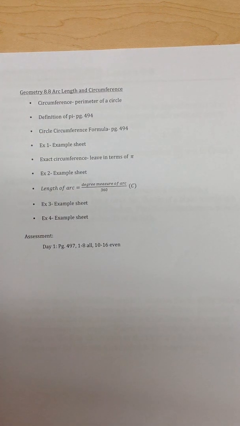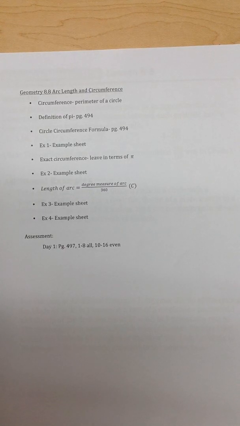This is section 8.8, arc length and circumference. Okay, so the first thing we're going to talk about is circumference. Circumference is, in comparison, kind of like the perimeter of a circle, so all the way around the outside of a circle. And we find that by using pi, okay? And then we've got the definition of pi on page 494.